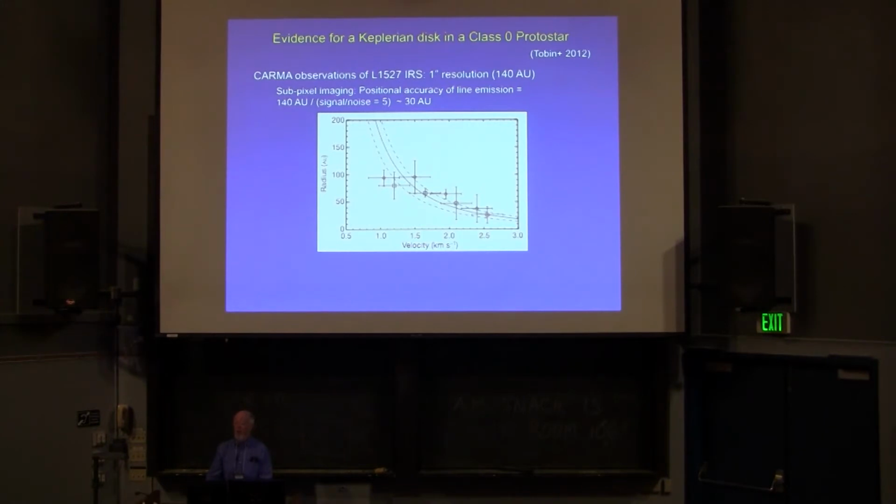Then more recently, there was evidence for Keplerian rotation. And this, I think, is a very impressive piece of data analysis in which they used CARMA observations that had 1 arcsecond resolution, and that corresponds to 140 AU. Then, because they built up the signal to noise, they were able to do what some people call sub-pixel imaging. So normally if you think about your camera, you've got so many pixels, 10 megapixels or something like that, and you think that the finest resolution you're going to get in your image is going to be determined by how big the pixel is.